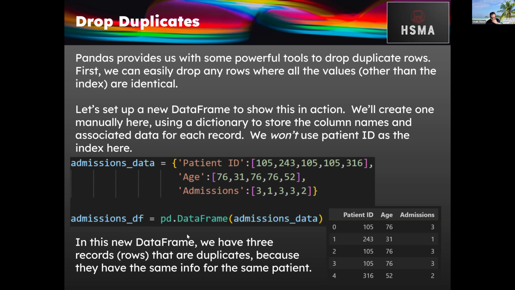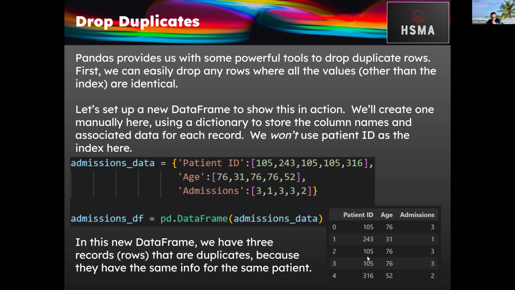So let's imagine we've got this data frame here. I've just set up a little manual data frame, a very simple one, just to show this. The way I've done this is by setting up a dictionary where the key is the column name and the value is a list of entries against that column name. You can create a data frame easily from a dictionary in one line of code just by passing it that dictionary, and it will automatically set the keys up as the column headers, with the list of values for each column header. So here we've got some patient IDs, some ages and some admissions.